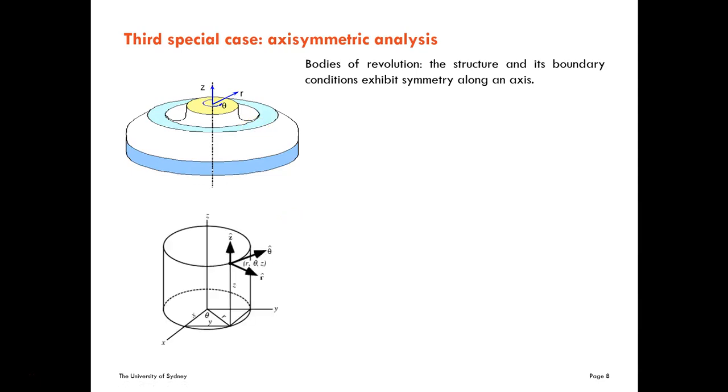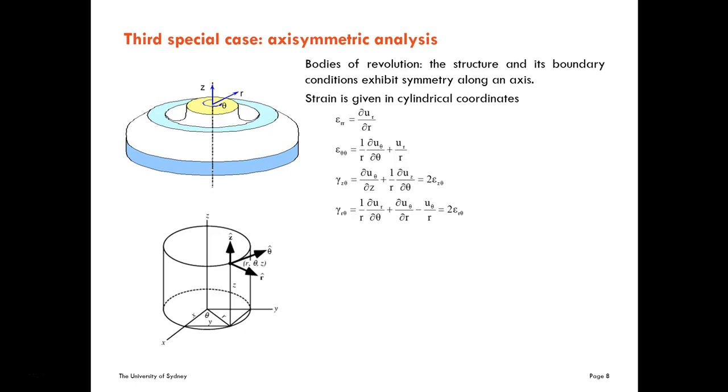So we use this cylindrical system. r is the distance from the axis, theta is the angle, and z is a vector along the z direction. So these are the cylindrical unit vectors, and this is the cylindrical coordinate system. If we use this system, then we can express the strain in these cylindrical coordinates. This involves a transformation from Cartesian coordinates to cylindrical coordinates, and then the strain is going to be a bit more complex.